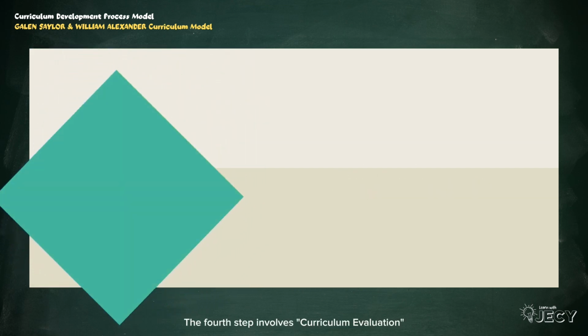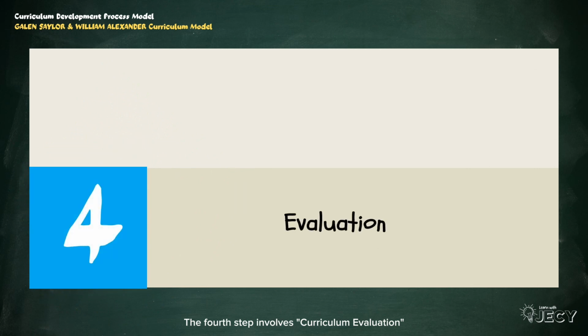The fourth step involves curriculum evaluation. Evaluation in curriculum development refers to the systematic process of gathering, analyzing, and interpreting data to assess the effectiveness, quality, and impact of the curriculum on student learning outcomes, as well as the overall achievement of curriculum goals and objectives. Let's explore the components of evaluation and provide an example to illustrate each aspect.